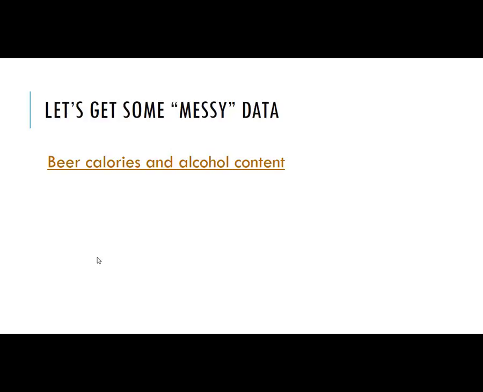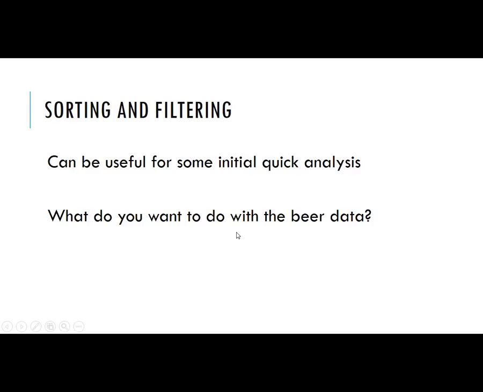So last time we grabbed some data off of the web for calories and alcohol content and carbohydrates for domestic beers. So let's take a closer look at that. One thing we can do, for some very initial quick analysis, is sorting and/or filtering the data. So if we go back and look at the data set, there's a couple different things we can do.